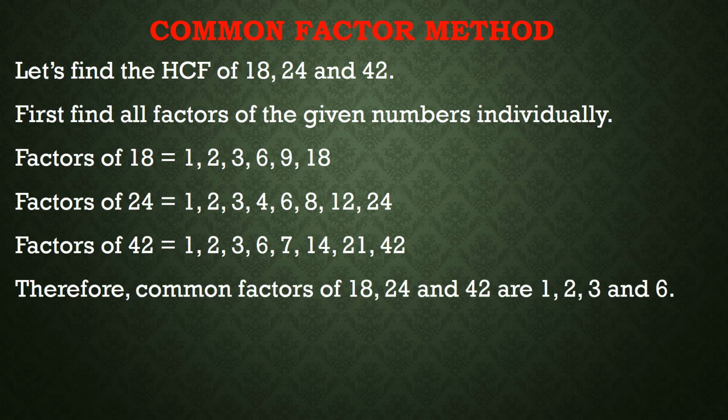Therefore, common factors of 18, 24 and 42 are 1, 2, 3 and 6. So the highest common factor of 18, 24 and 42 is 6. Therefore, HCF of 18, 24 and 42 is 6.